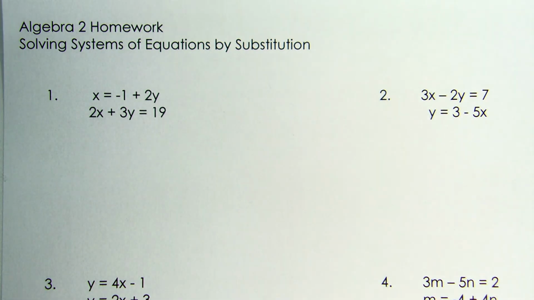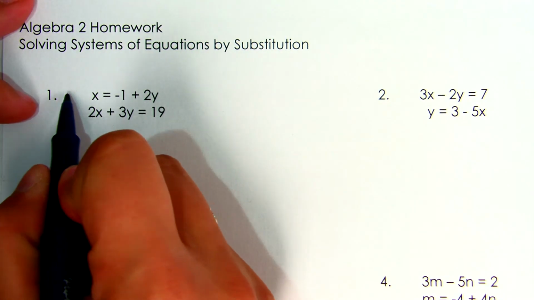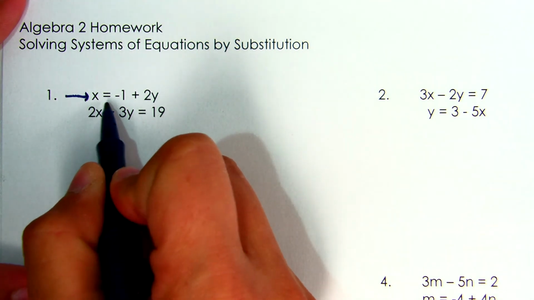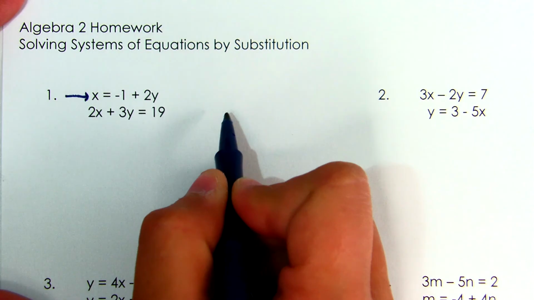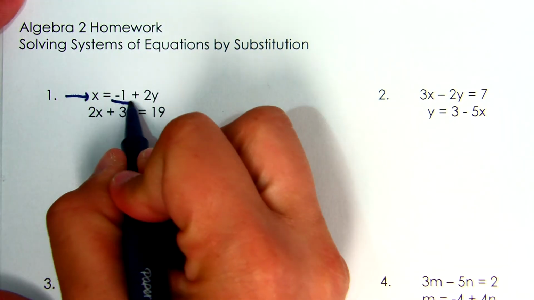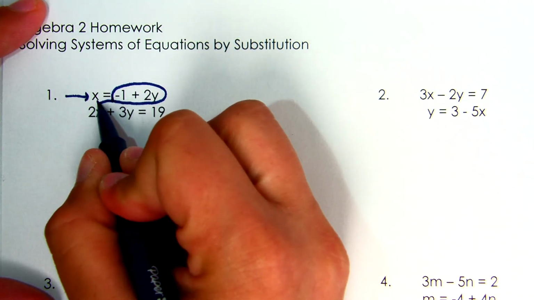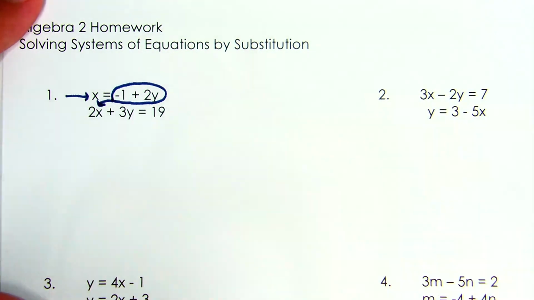So on number 1, we need to substitute, hence the name substitution, one equation into the other. The equation that I'm going to use to plug in is whichever one has a variable alone, equal to a bunch of other stuff. So that is my top equation. X equals, so x is alone, it's equal to a bunch of other stuff. So wherever there is an x, I can replace the x with -1 plus 2y. So I'm going to plug that in right there into the second equation where there is an x.